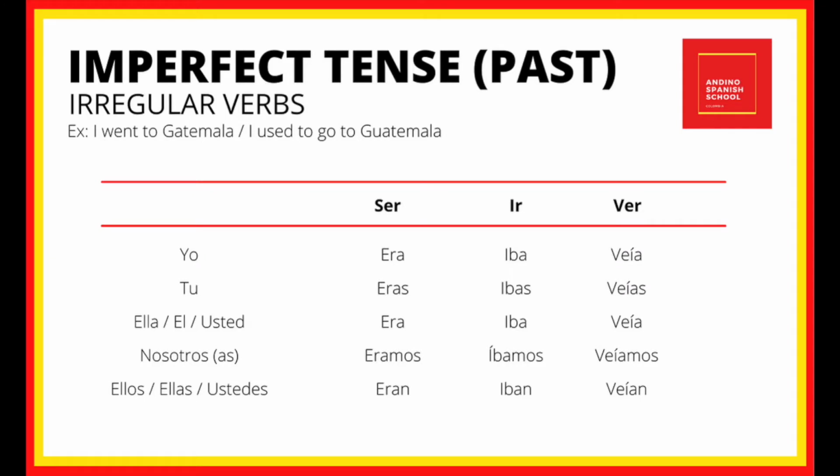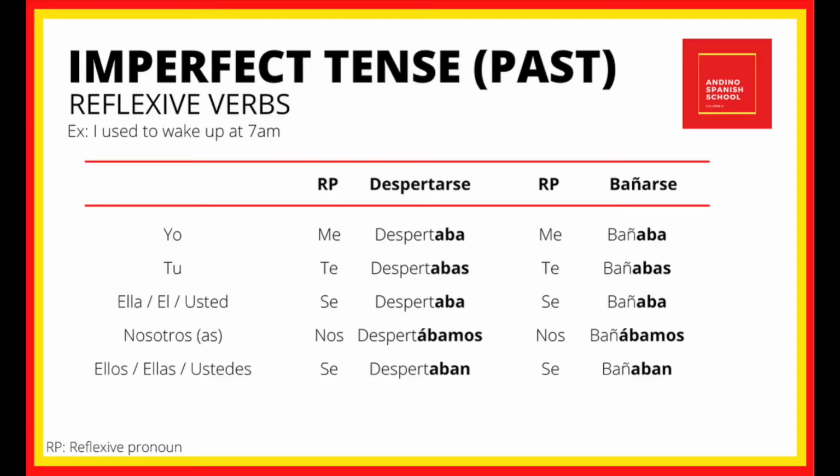And as usual, we have verbs that follow their own rules. They don't want to follow the general rule, so they are special. These are the irregular verbs, like the verb ser, ir, and ver. And how do we deal with reflexive verbs in the imperfect? All we need to do is place the reflexive pronoun before the verb and then conjugate the verb using the general rule. And now, let's practice.